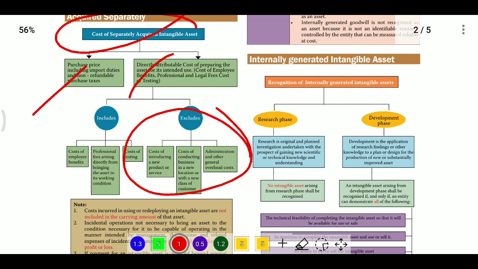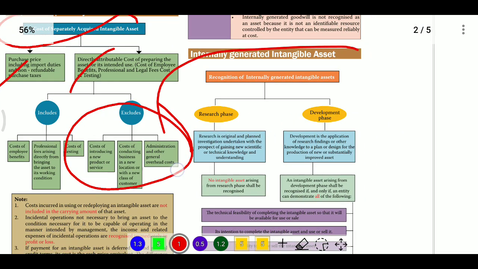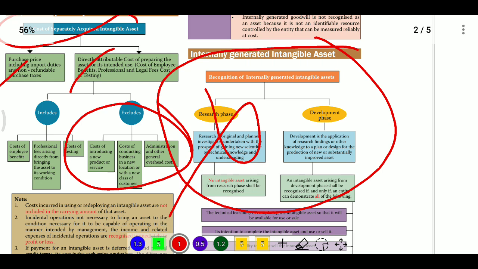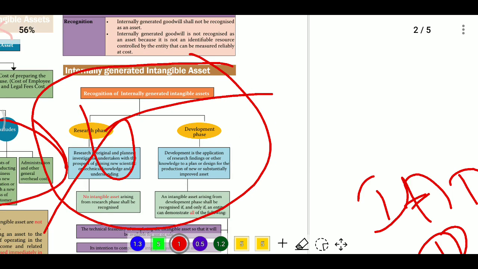Now, if an intangible asset is generated internally, we have two phases: one is the research phase, the other is the development phase. Research means we are simply planning and investigating to gain new knowledge. So these expenses will be transferred to the profit and loss account, and no intangible asset will be recognized. But if the research phase is purchased as part of a business combination, then it will be treated as an intangible asset.